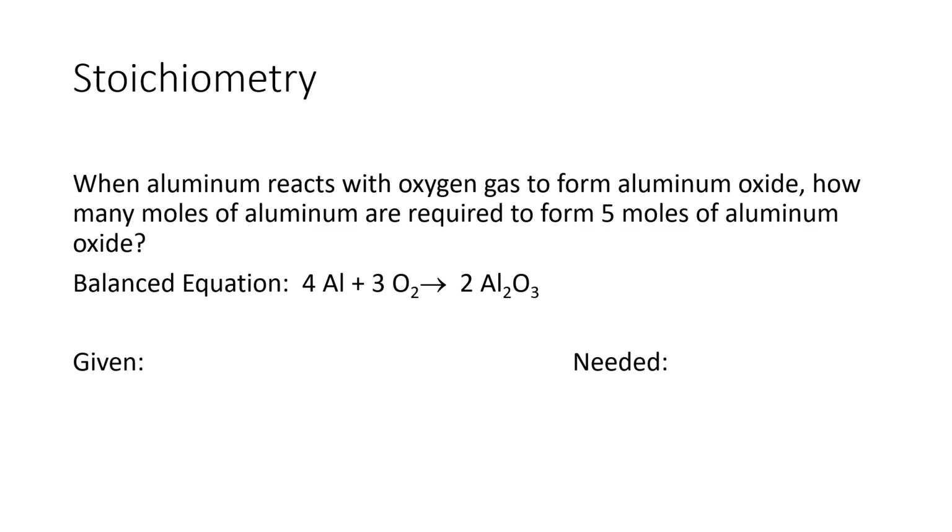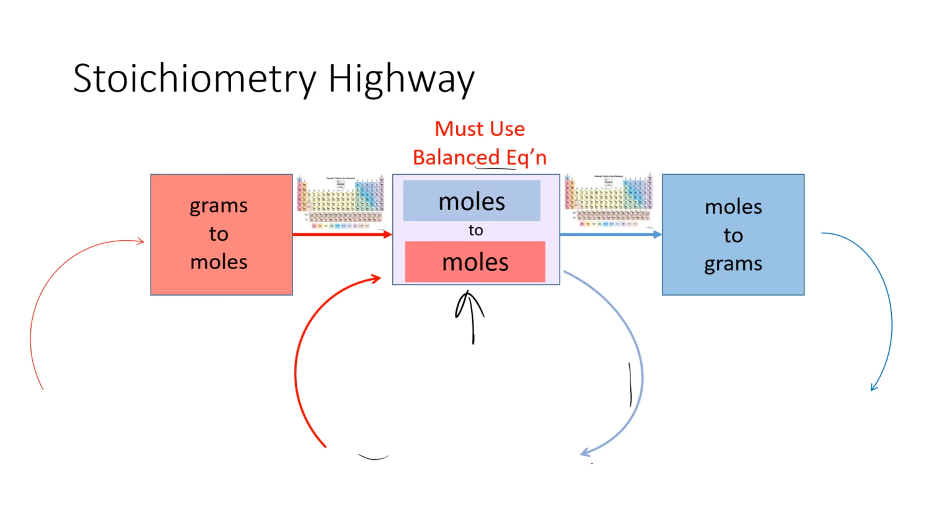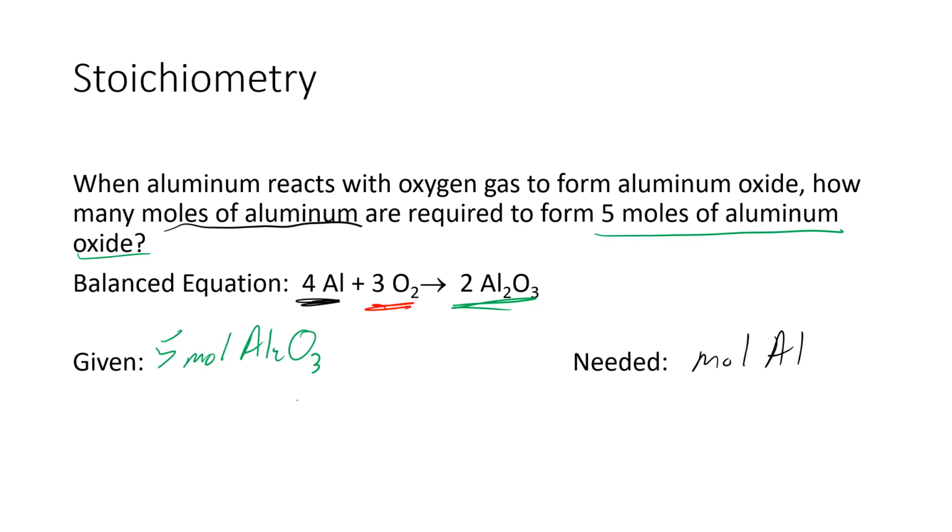All right. So here is another thing. We still got our aluminum here and our oxygen and our aluminum oxide. But notice this time we're starting with the aluminum oxide. So our given is 5 moles of aluminum oxide, Al2O3, and we need moles of aluminum. So this is going to be one of the simpler situations because we're just doing moles to moles. We just need the balanced equation. We don't need the periodic table.